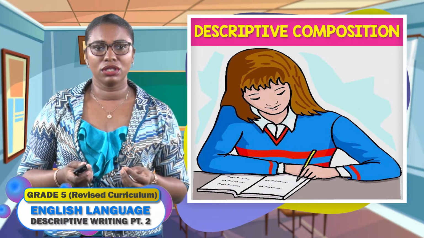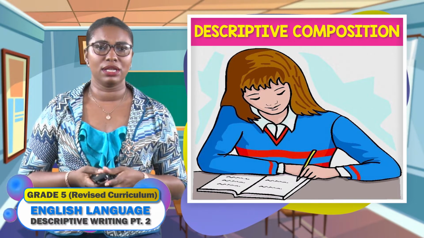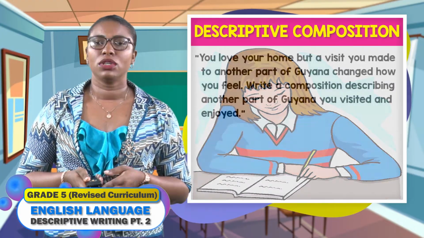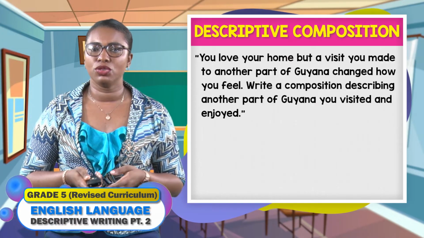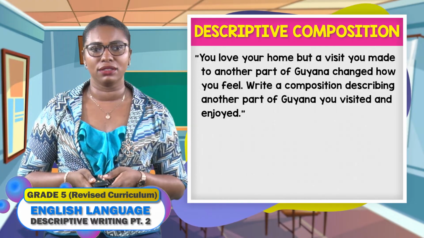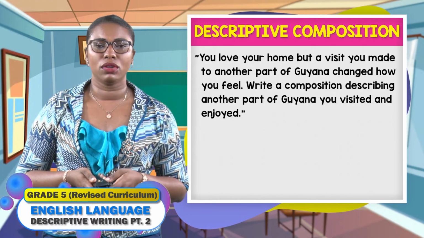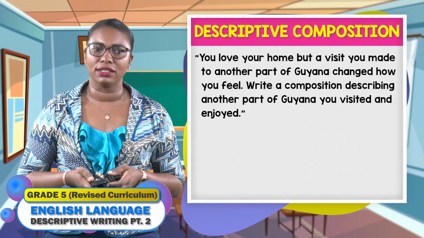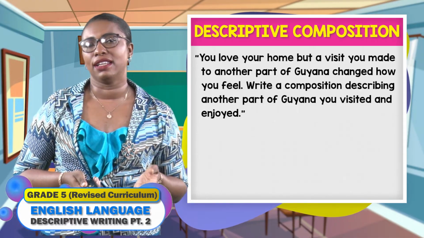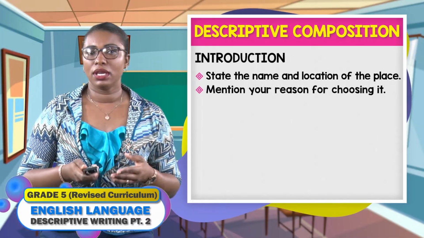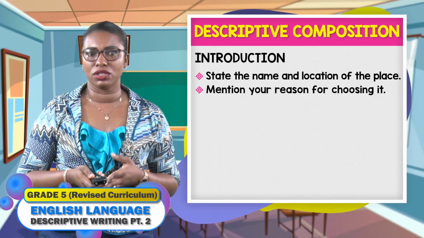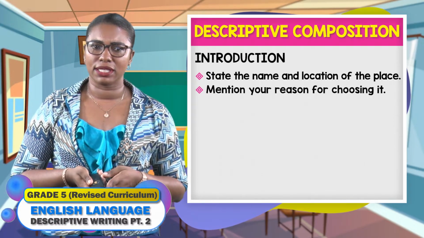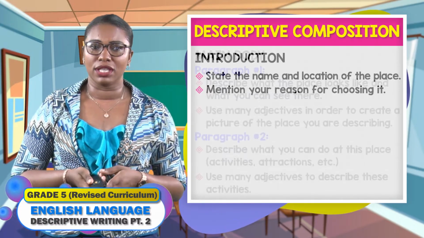The composition that I will share is based on this scenario that we have below. Let's read the scenario. You love your home, but a visit you made to another part of Guyana changed how you feel. Write a composition describing another part of Guyana that you visited and enjoyed. Now, in the introduction of such a composition, you would want to give the name and location of this place and your reason for choosing it.